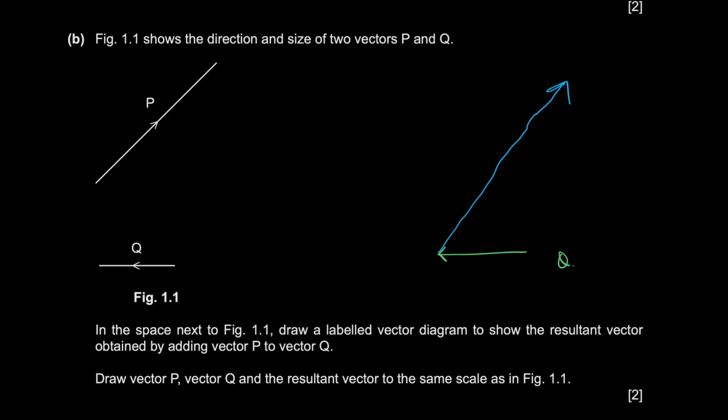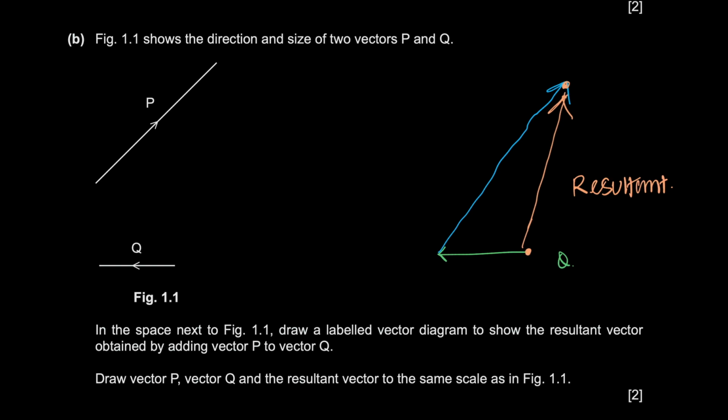All right, fair enough. What's going to be the resultant? Well, you started off here and you're ending there. So let's see if I can join that. That's not too bad. All right, so that's the resultant. It's not really asking us to label it or anything, but I think we will. Resultant vector. And yeah, all right, straightforward.